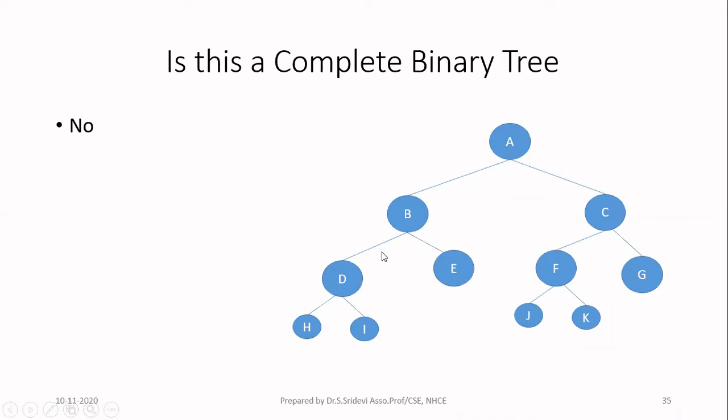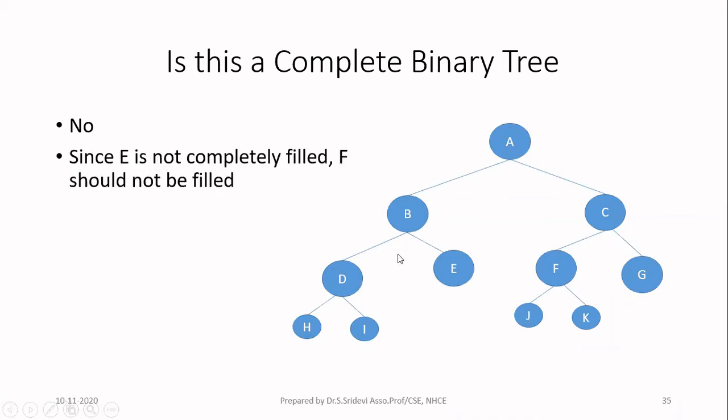So why it is not a complete binary tree is, even though it is following the first property, the second property is violated because the node is not completely filled. Before that, we are filling F. Due to that, J and K are not as left as possible. So this is not a complete binary tree.